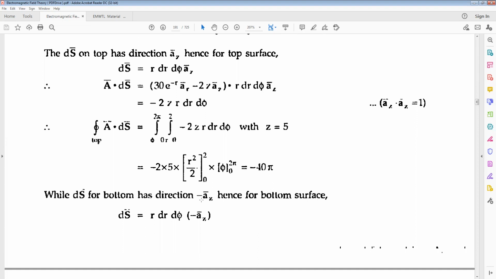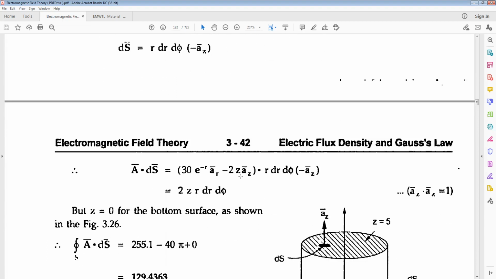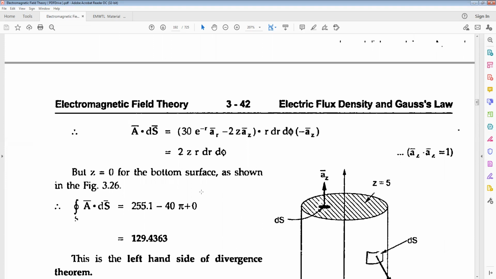Similarly for the bottom surface, the direction is minus AZ bar, and minus into minus is a plus, so we will get 2Z R dr d phi. The same thing you can apply here, and AZ is equal to 1, but at Z is equal to 0, the bottom surface shown in the figure, the value is 2 into Z.